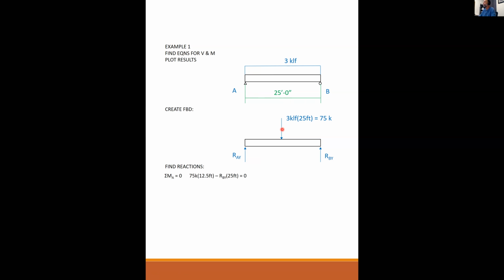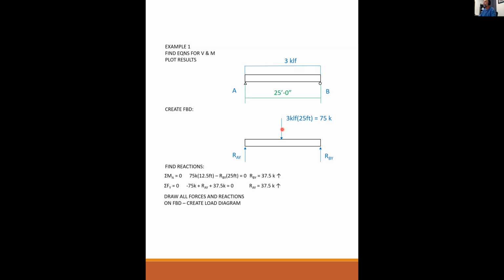I'm going to go through this a little quicker because it's the same as we just did last lecture. The reaction at B is 37.5 kips up. Sum the forces in the vertical direction. I have minus 75 plus my reaction at A plus 37.5 equals 0. Therefore, my reaction at A is 37.5 kips up.